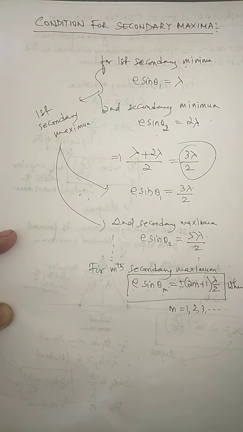So children, I have explained in detail about the condition for secondary maxima, and even we measured the angular width of the central maximum. So we do this much today, and we will continue with the other topics from this chapter.